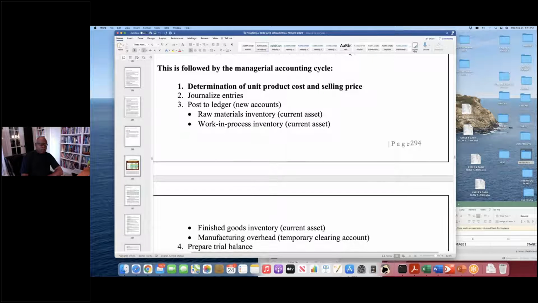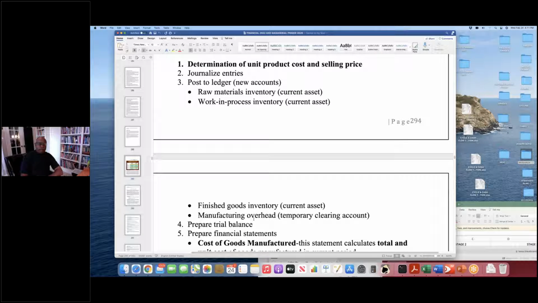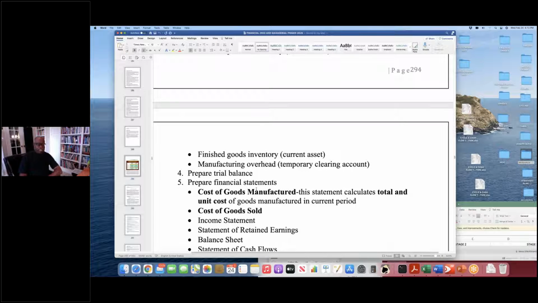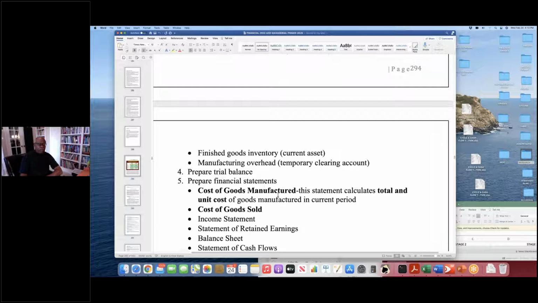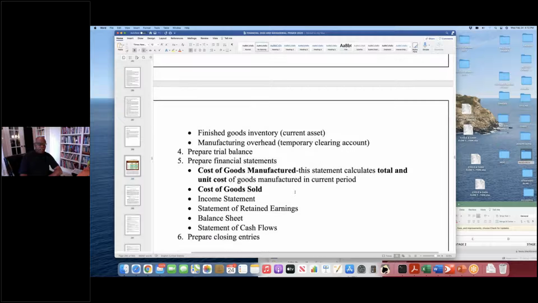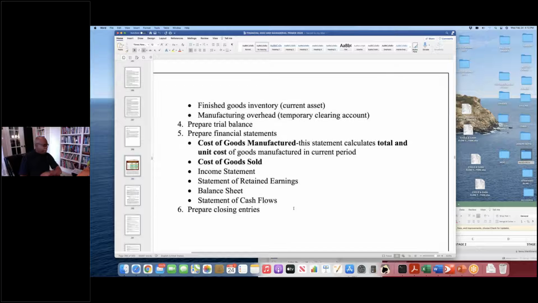After that is similar, posting to the ledger. We have the new accounts: raw materials, work in process when we don't finish producing something, and finished goods. And we have this manufacturing overhead account. Then we prepare the trial balance and financial statements. We have two new statements: cost of goods manufactured, which calculates the cost of items manufactured this period, and cost of goods sold. Then our traditional income statement, statement of retained earnings, balance sheet, and statement of cash flows.